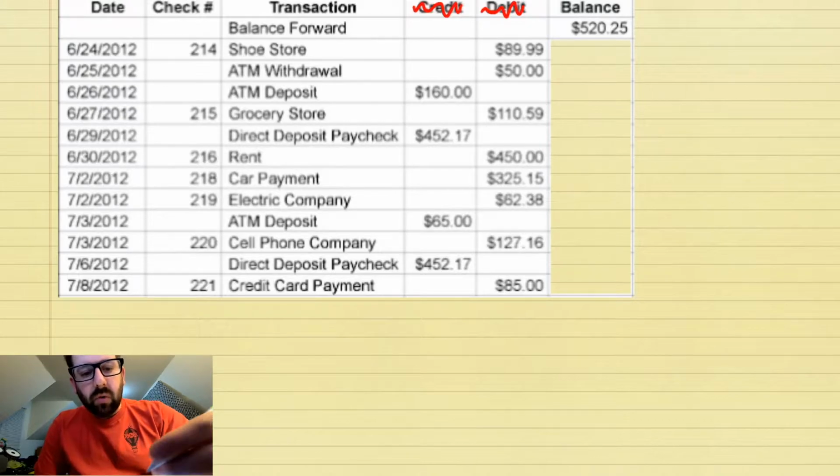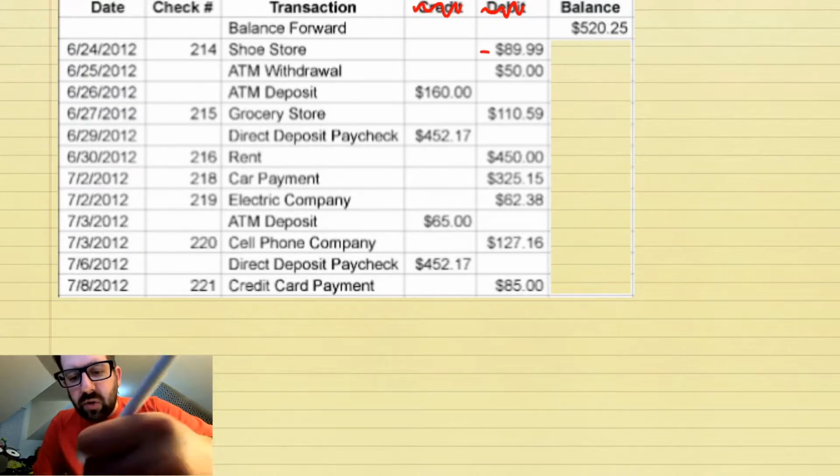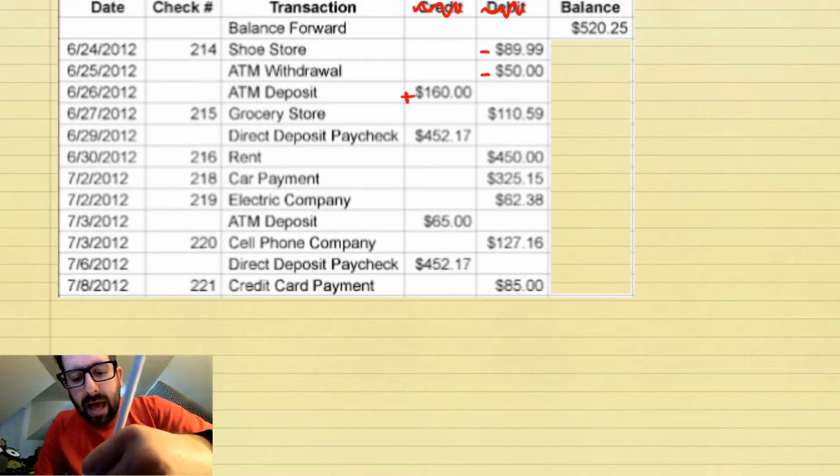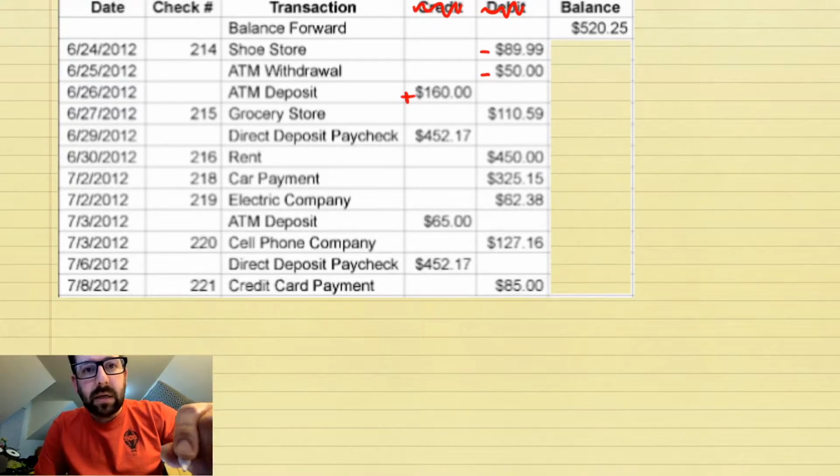At the shoe store, we're writing a check, so that number's coming off. We're using a debit card and making a purchase. We're making a withdrawal of $50 from the ATM. We're depositing money at the ATM. You can actually deposit money directly at an ATM into your account, and it will show up instantly. Something you should definitely look at if you ever get paid in cash. At the grocery store, we're subtracting $110.59. We're getting a paycheck, so we're adding money back in.